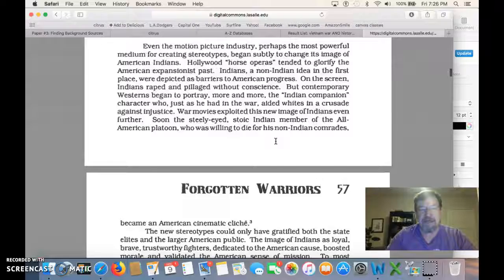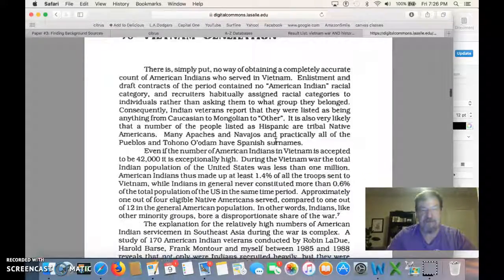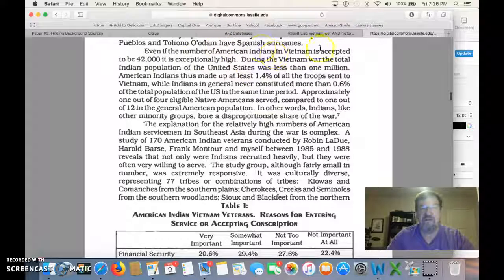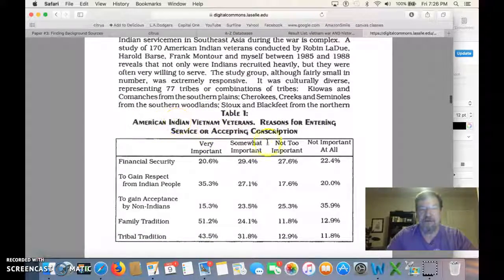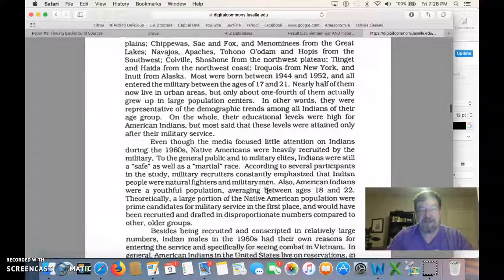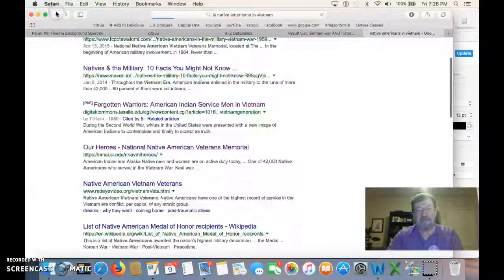Yeah, and I think what I'm getting here is kind of an overview of how many Native Americans were involved there and what their function was. 42,000 reasons for entering the service. This is some great information here, just great basic information. I'm almost positive I can find stuff in here that will help me fill in the background for a story like The Red Convertible. And like I said, that's not the only thing I researched there.